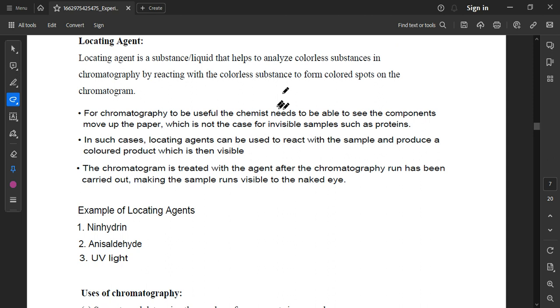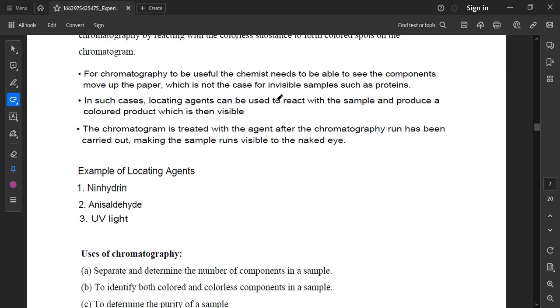In such cases, locating agents can be used to react with the sample and produce a colored product, which is then visible. The chromatogram is treated with the agent after the chromatography run has been carried out, making the sample run visible to the naked eye. Examples: ninhydrin, anisaldehyde, and UV light.